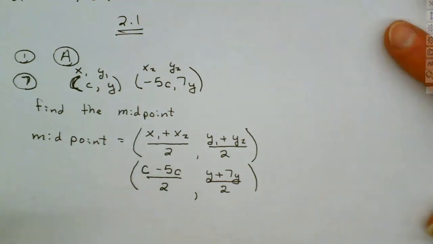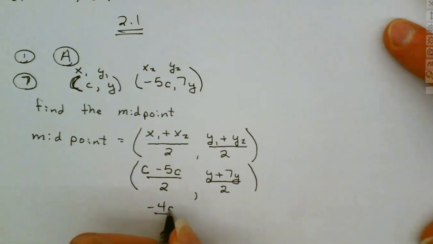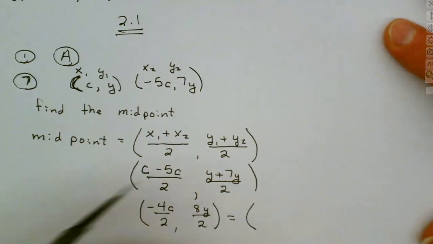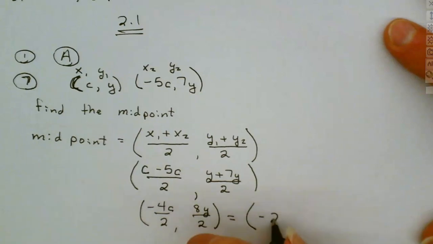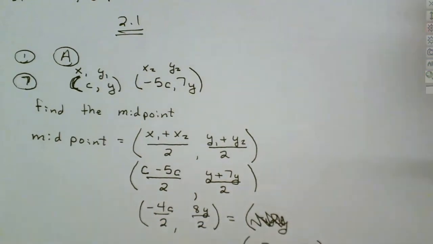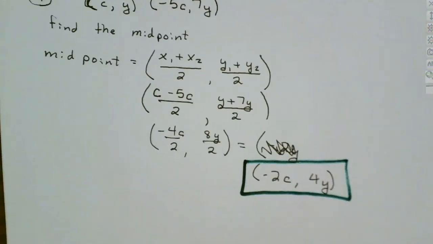So c minus 5c, that's a minus 4c over 2. And y plus 7y, that makes it an 8y over 2. Break it down, and that makes it a minus 2c. And 8 divided by 2 is a 4y. So that's all you need to do for your midpoint here. Okay, so that's it.